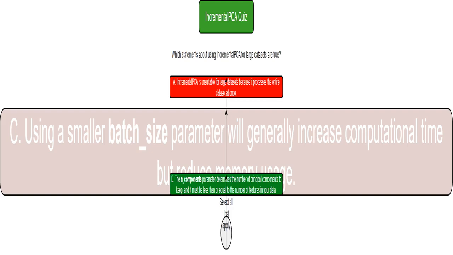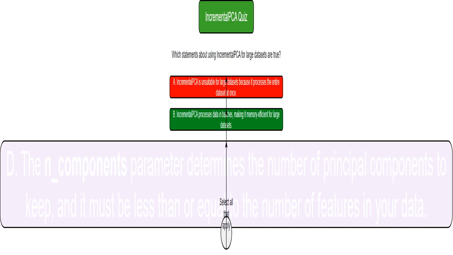Think of batch_size like the size of a bite you take when eating a huge pizza. A smaller batch_size means many small bites, more computation, more time, but less memory needed per bite. A larger batch_size means fewer but bigger bites, less computation but more memory needed per bite. The n_components parameter in IncrementalPCA is like choosing how many slices of pizza you really want. It controls the dimensionality of your reduced data. You can't keep more components than the original number of features you started with.